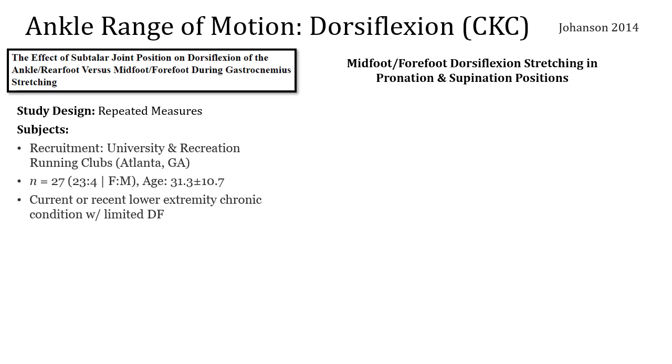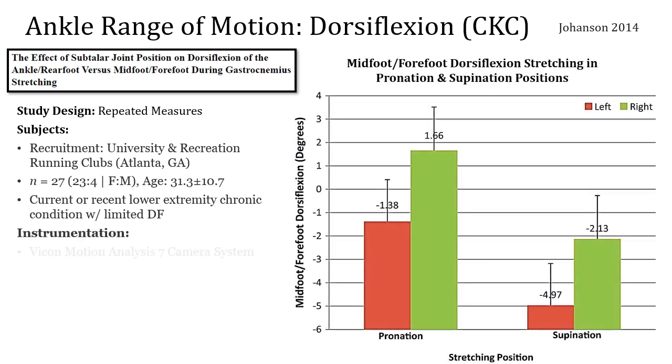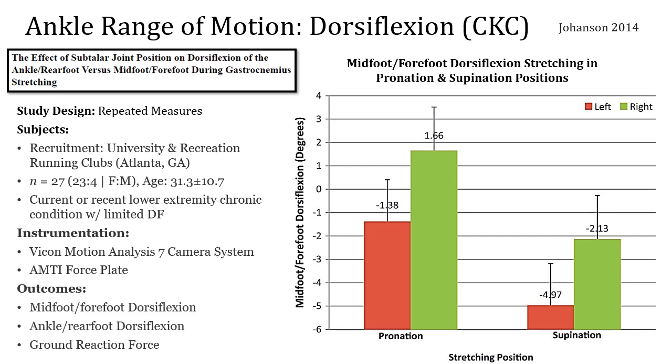The study design was repeated measures. They used university recreational running clubs. Average age was 31, with a bias more towards females. The cohort was those individuals that had limited dorsiflexion, or a current or recent lower extremity chronic condition. The instrumentation was a Vicon motion analysis 7-camera system, as well as a force plate. And the outcomes that they took were the dorsiflexion at the midfoot and at the rear foot, and also the ground reaction forces.